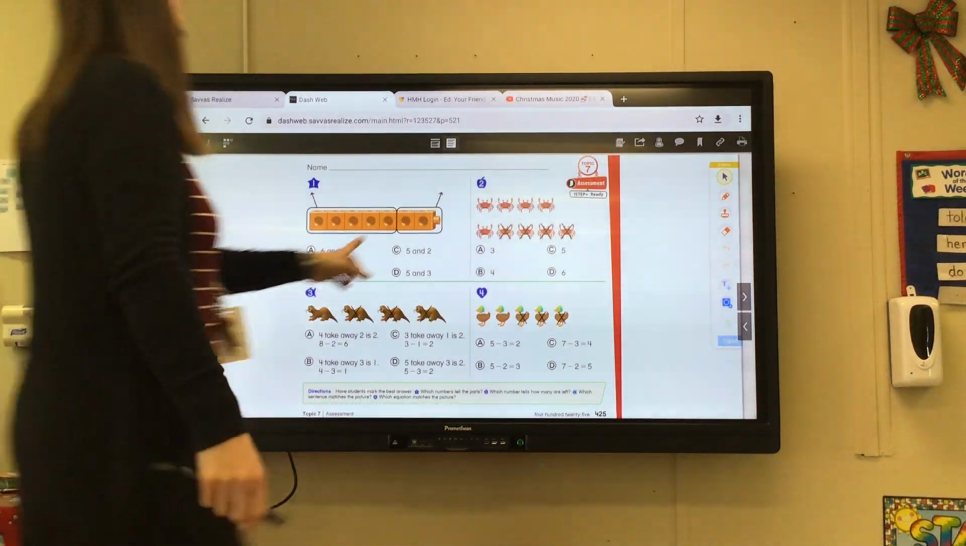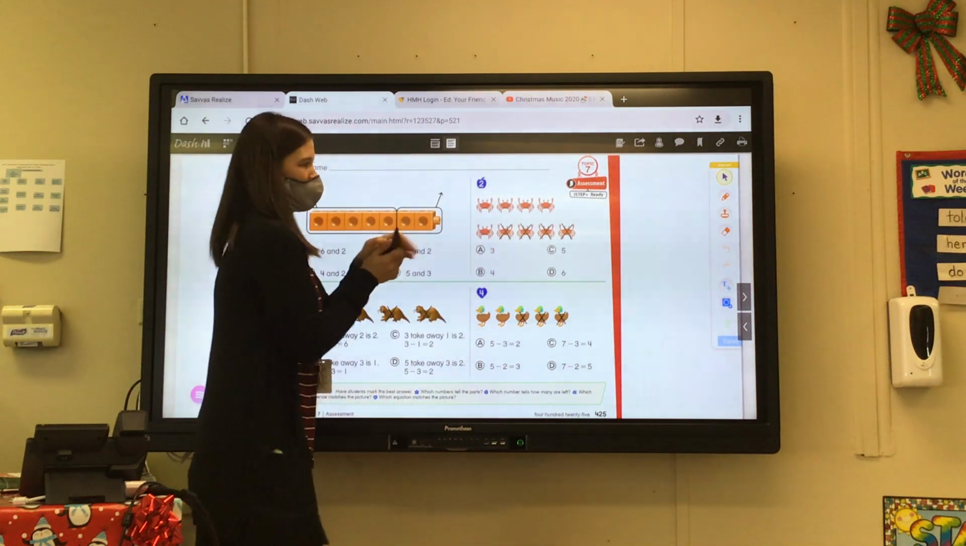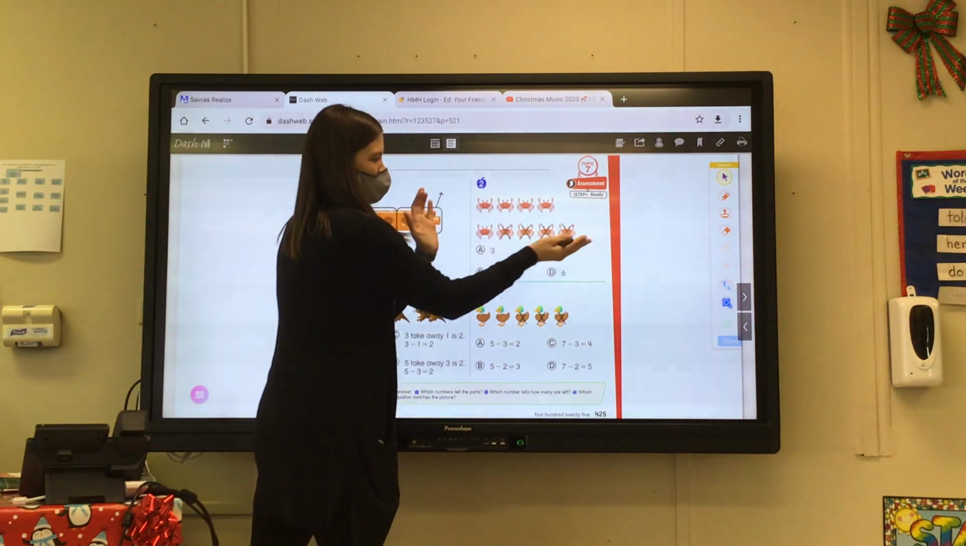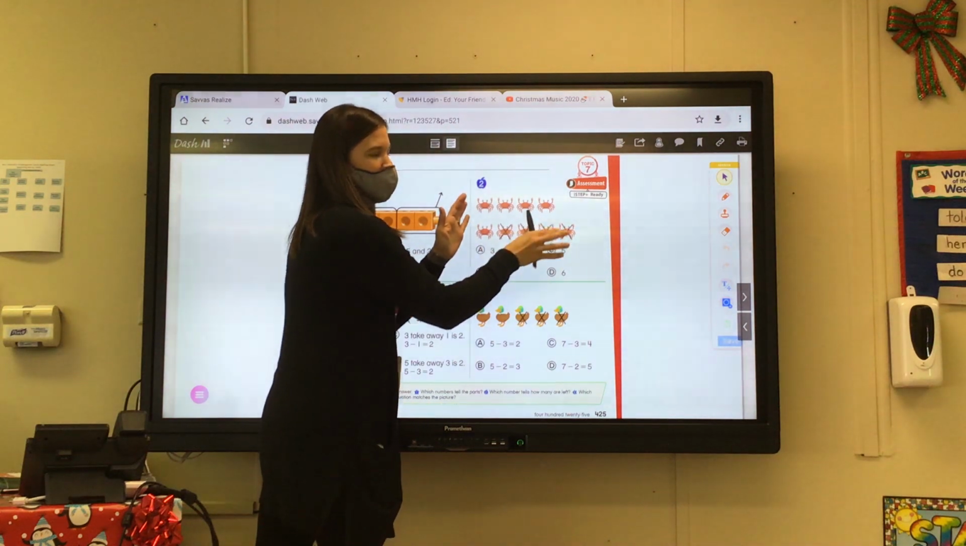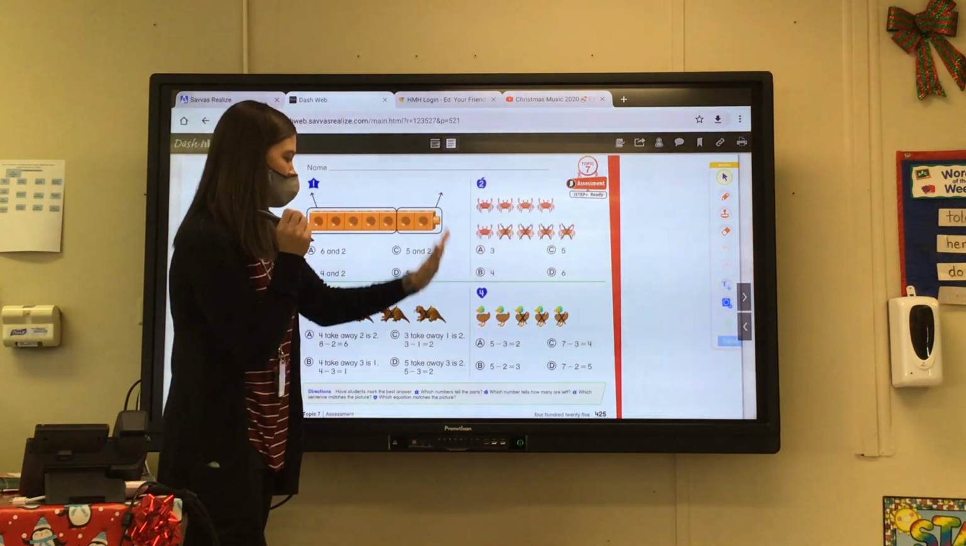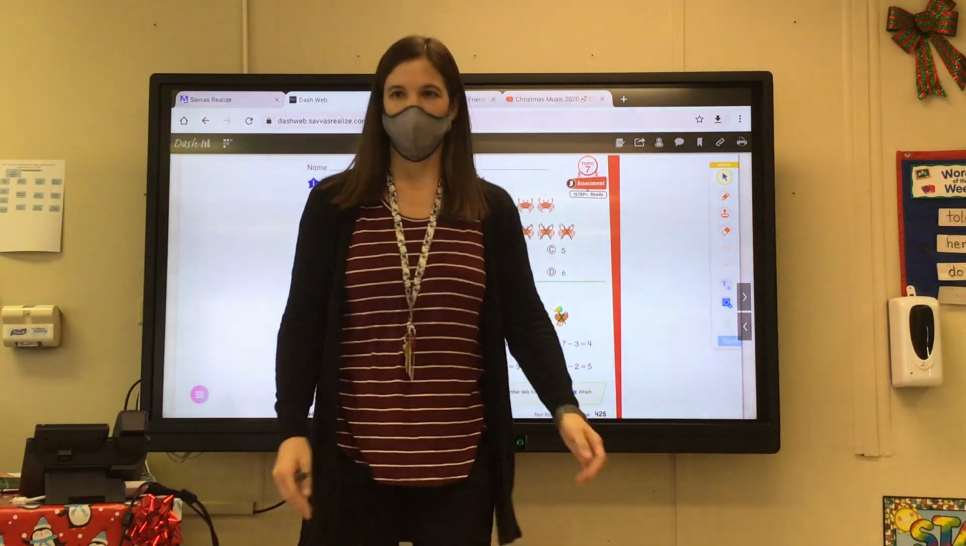Okay. Number two. What do we got? Which number tells how many are left? So look at those crabs. Some are crossed out. We took those away. Those are the crabs that left. I want you to fill in the number that shows how many are left. Okay, so count how many crabs are left.